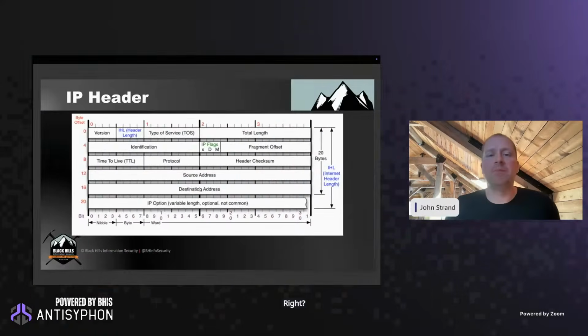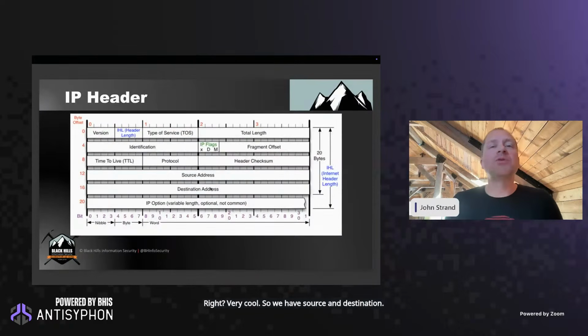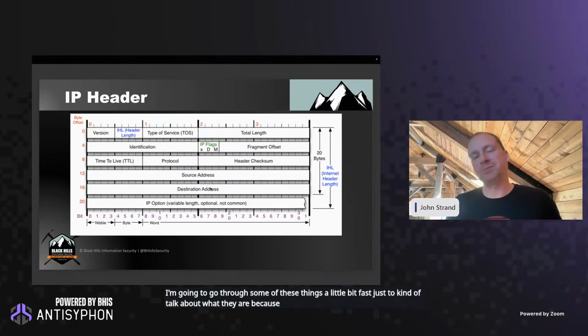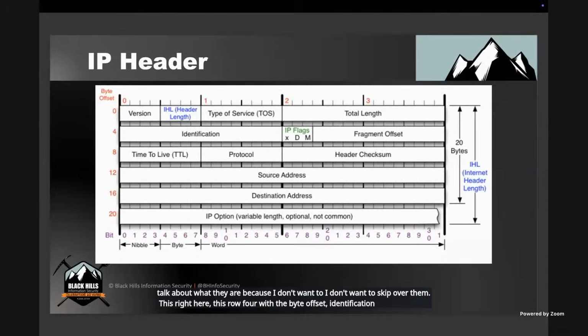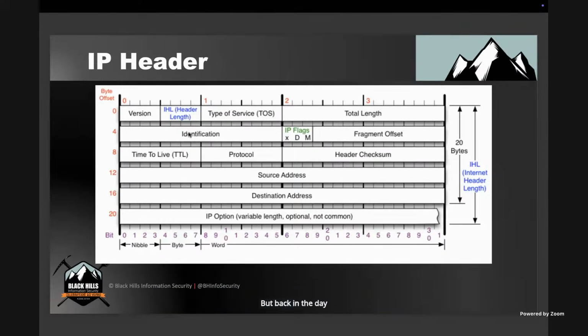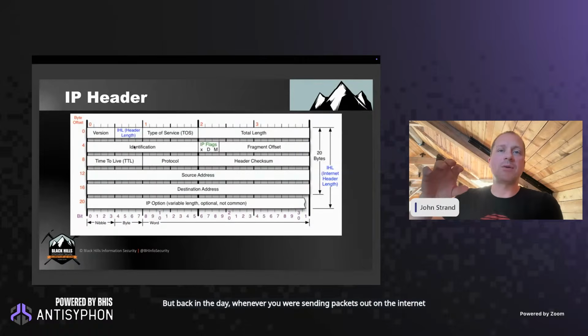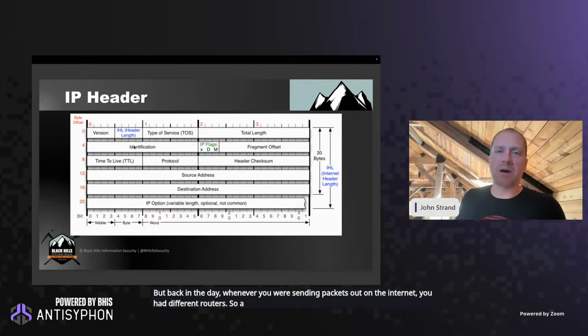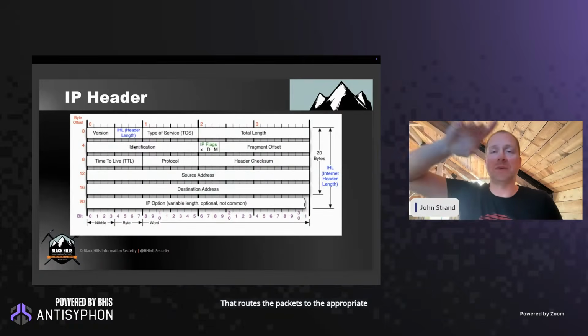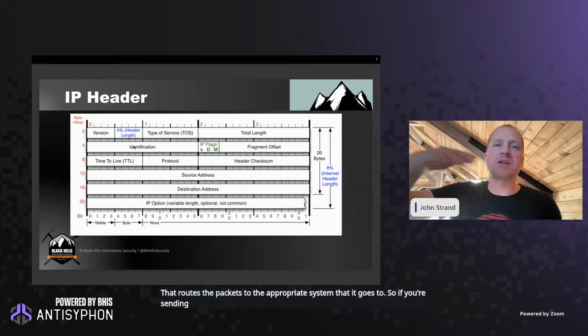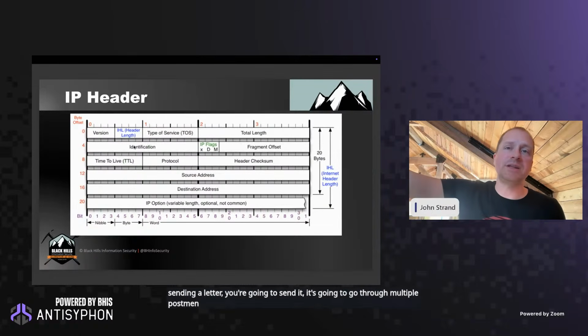Very cool. So we have source and destination. I'm going to go through some of these things a little bit fast, just to talk about what they are, because I don't want to skip over them. This row 4 with the byte offset, the identification field, is a unique, well, it doesn't necessarily have to be unique, but back in the day, whenever you were sending packets out on the internet, you had different routers. A router is basically like a postman that routes the packets to the appropriate system. If you're sending a letter, it's going to go through multiple postmen and women and post offices to get to where it needs to go.